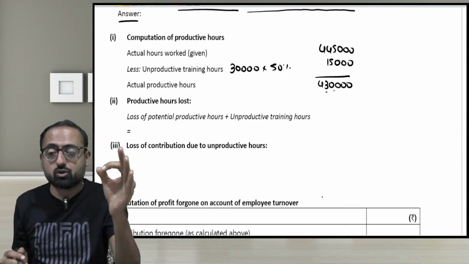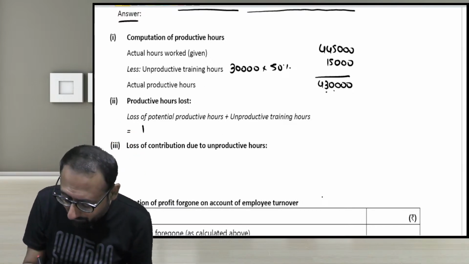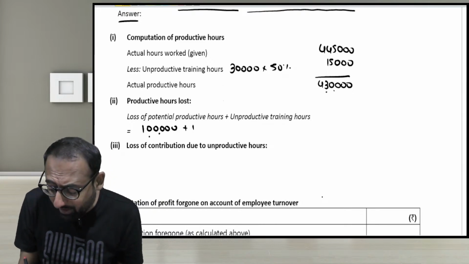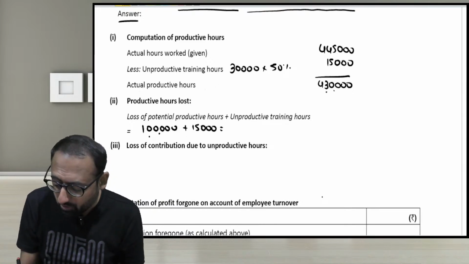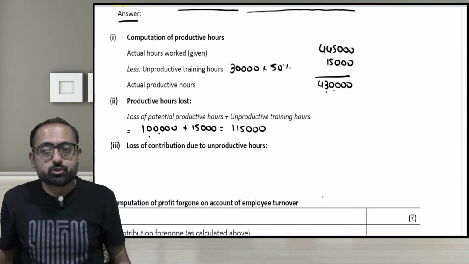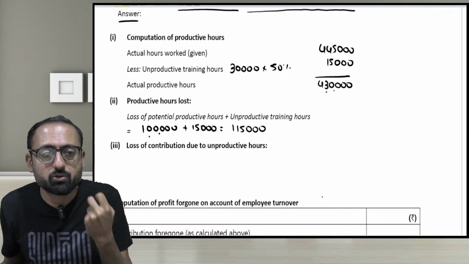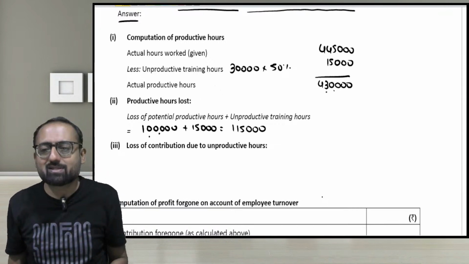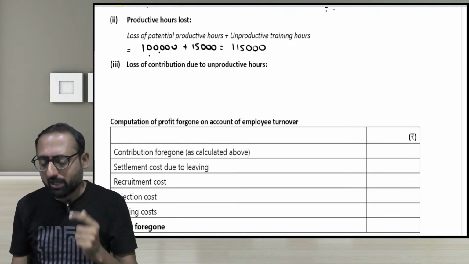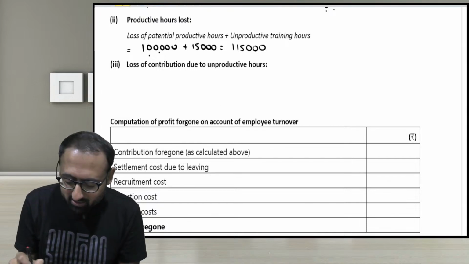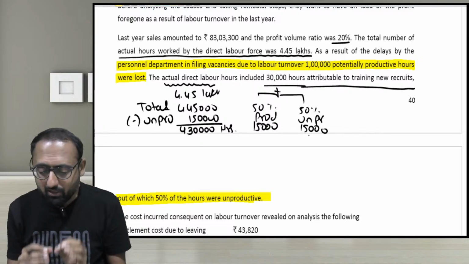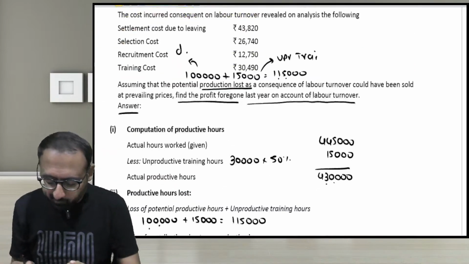So total productive hours lost in the last year: 1 lakh hours is lost due to delay, plus 15,000 unproductive training hours. So it will be 1,15,000 hours lost in the last year. You could have produced more, sold more, and earned more profit, so you lost that profit opportunity. Now I'll have to calculate the loss of contribution due to unproductive hours. In the question, last year sale was given as 83,03,300.